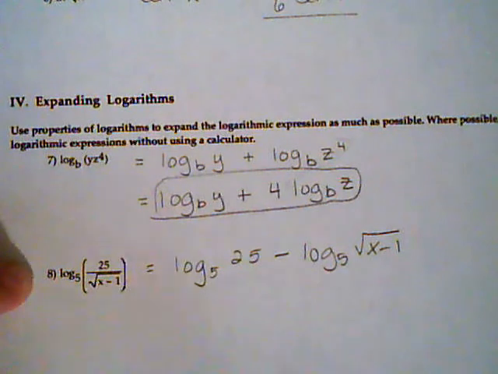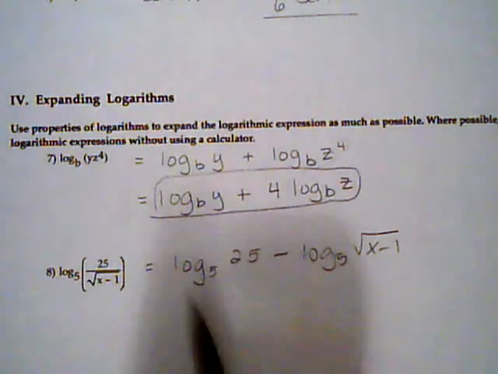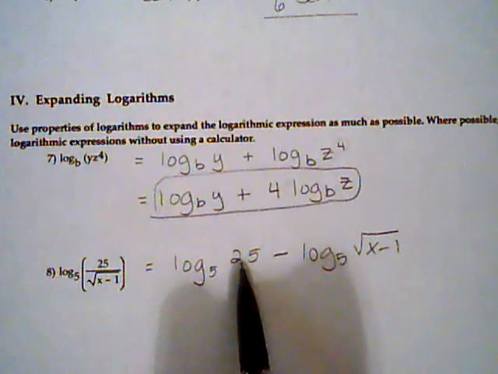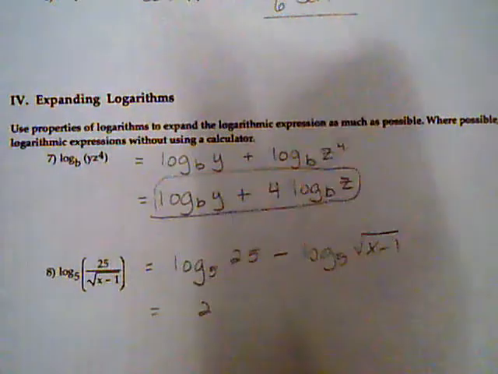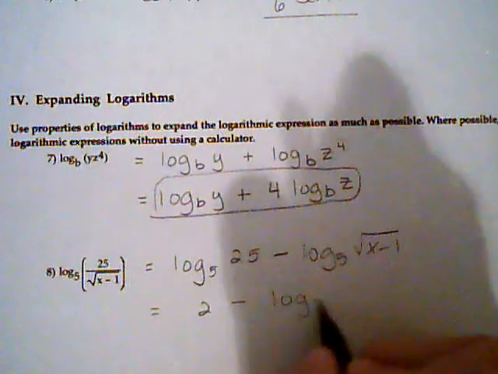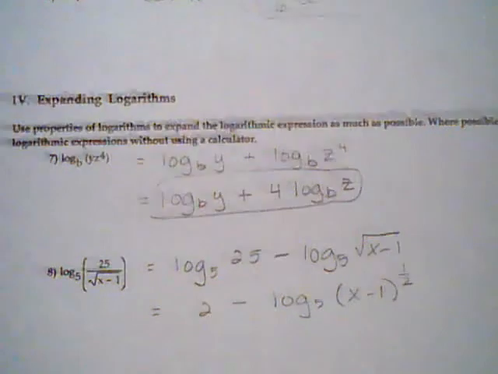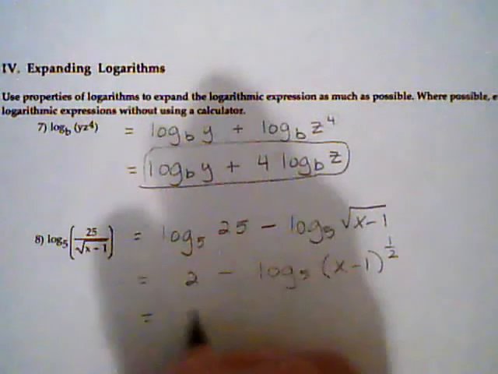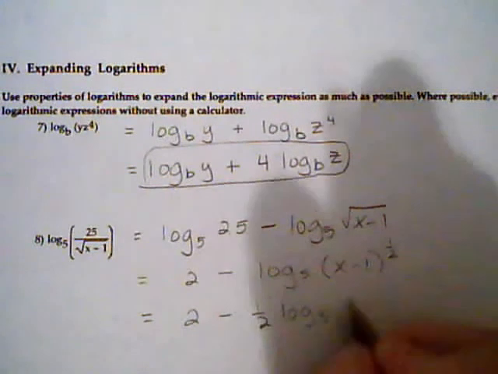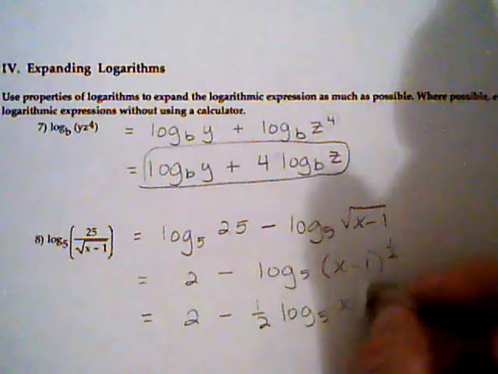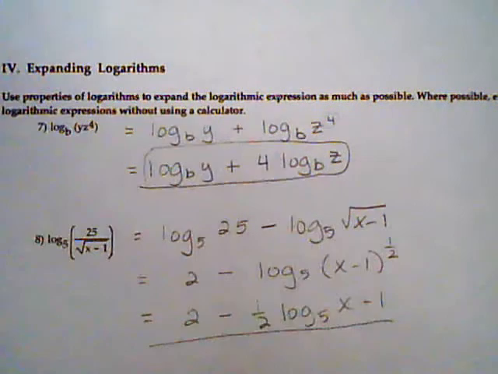Okay, then we want to see if we have any powers. We can use the power rule, or if these could be reduced. Well, what's log base 5 of 25? That means 5 to what power would equal 25, and that would be 2. Then we know that if we have a radical, this is the same thing as x minus 1 raised to the 1/2 power, since it's square root. So now we can use the power rule, and it would be 1/2 times log base 5 of x minus 1. And that's as far as we can simplify, so that would be your answer.